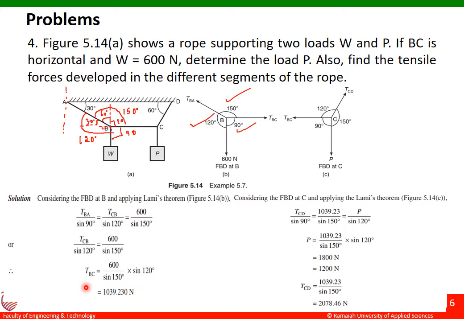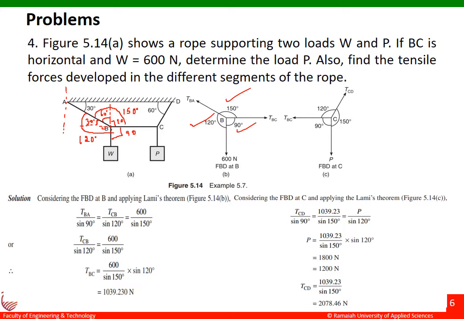Similarly, we can find out the answer for TBA. It is not calculated in the slide, so let us find out the answer for TBA. That is 600 divided by sine 150 into sine 90. Sine 90 is 1. So your answer for TBA is 1200 Newton. So these two forces we found out with the help of the free body diagram at B.